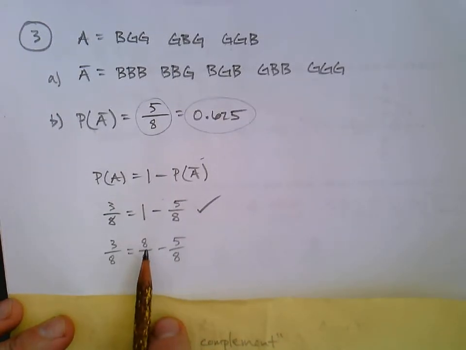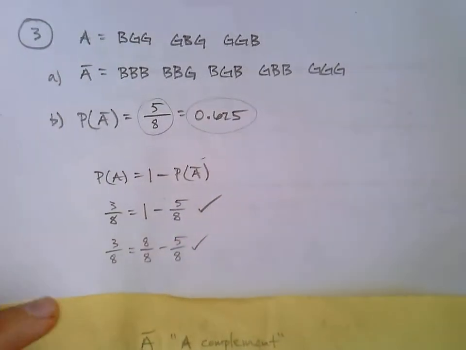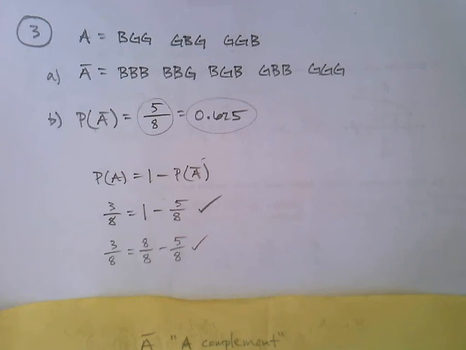And yep, this would work. 8 over 8 minus 5 out of 8 would be 8 minus 5, which is 3 out of 8. So it holds. And this formula is really the power of the complement.